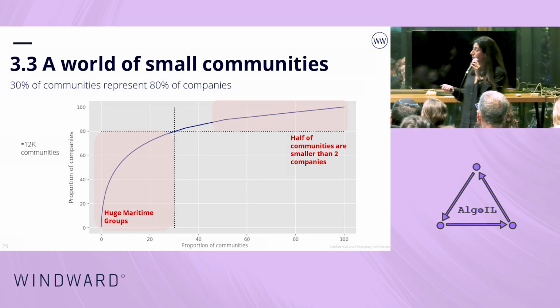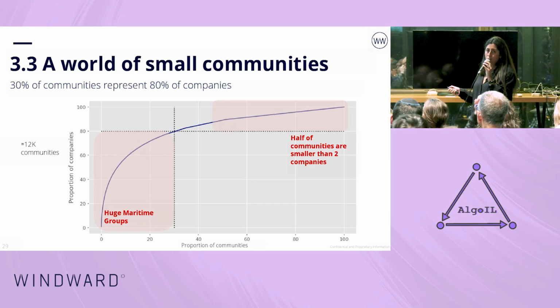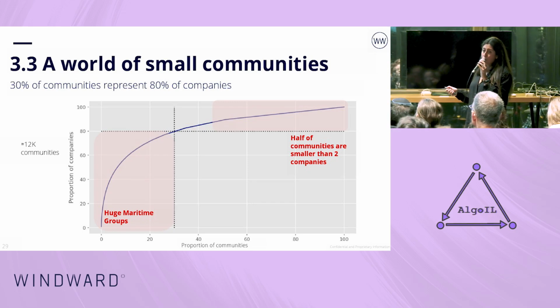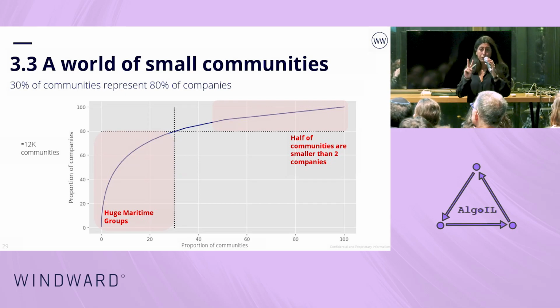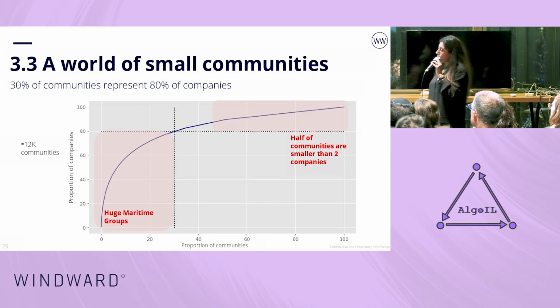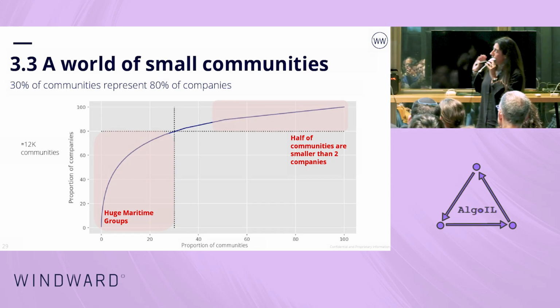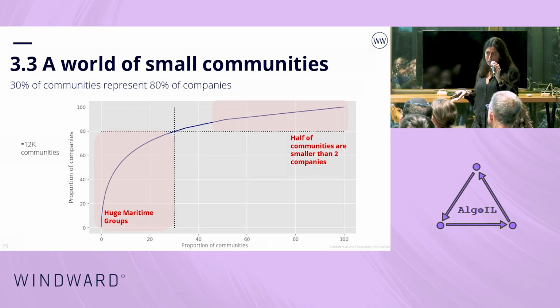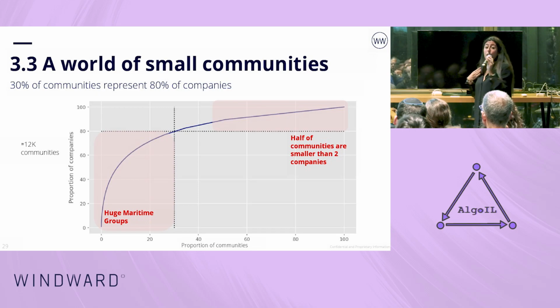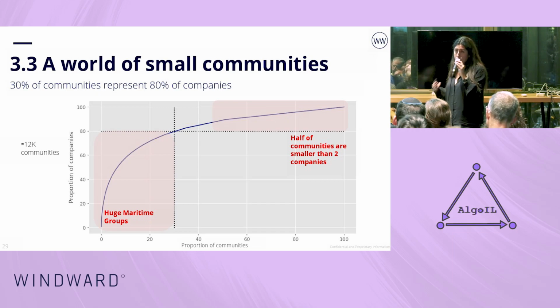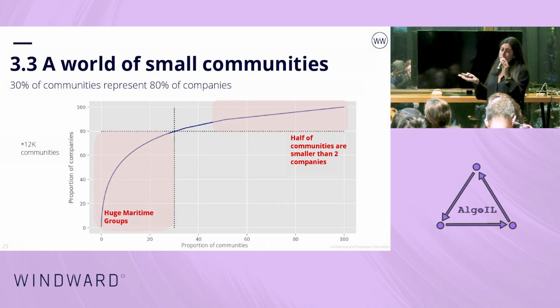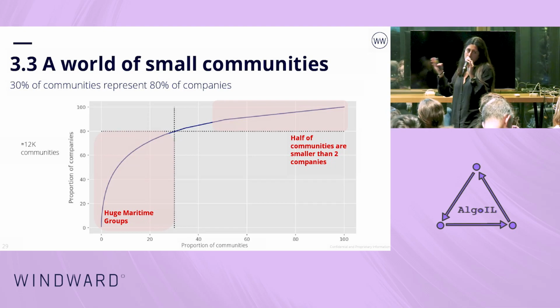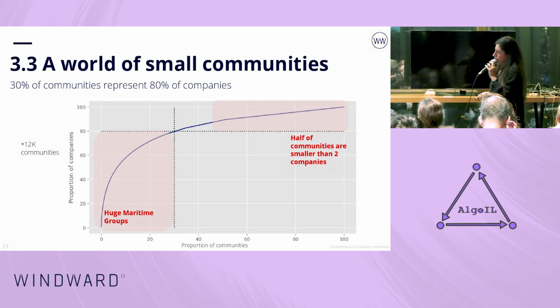Okay, so in this graph here, you have on the x-axis the proportion of communities, and on the right axis the proportion of companies. Okay, so we clearly see here on this figure that we have 2 main parts in our graph. So the first part is that 30% of communities represent 80% of companies. Okay, so this is what we recognize as huge maritime groups. Okay, huge conglomerates of companies who are all subsidiaries one of the other, sharing the same phone number, sharing the same address, sharing vessels, etc., etc.